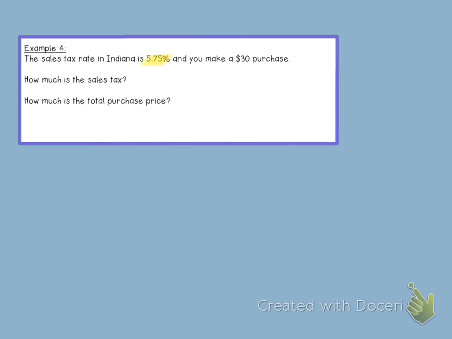So here we have a $30 purchase, and we have 5.75% tax. So we learned last year that we don't multiply by percent. We're actually going to have to convert this percent to a decimal in order to multiply.